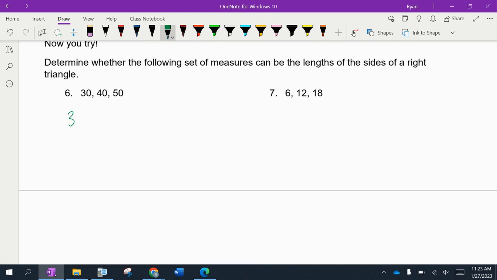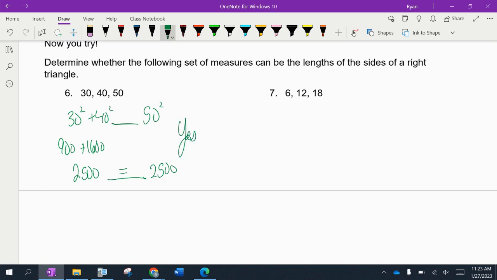All right, next check. 30 squared plus 40 squared. How does that compare to 50 squared? So go ahead and use your calculator because we do have these big numbers, and compare. 900 plus 1600 is 2500. Square the 50, that's also 2500. Yes, those are equal. So yes, these would be the sides of a right triangle.